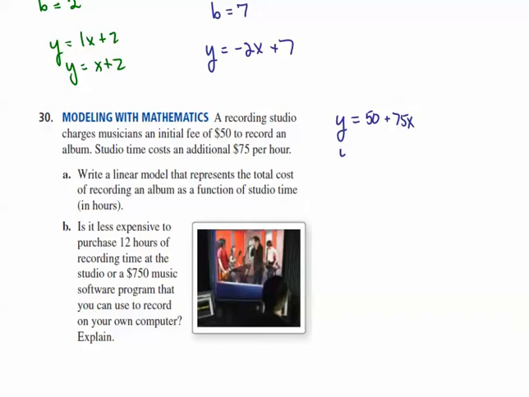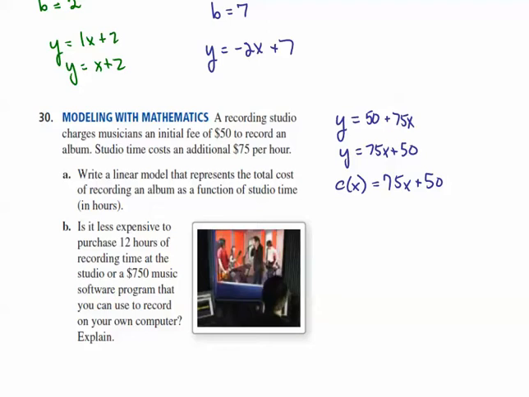So we can write it as 75x plus 50. We could write it as a function, c of x, the cost as a function of the number of hours, would be 75x plus 50. All of those would be sufficient.